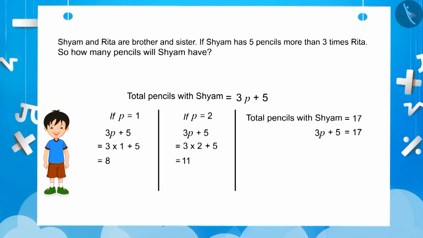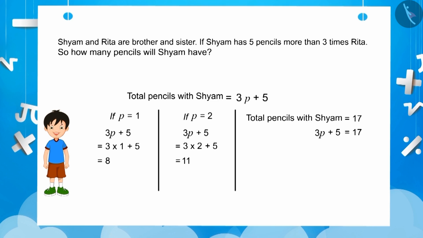The equal to sign here shows that the values on both sides are equal. By observing this equation, we find that the 17 pencils of Shyam depend on the number of pencils with Rita because Shyam will always have 5 pencils more than 3 times Rita's. So we can say that an equation always represents the condition on the variable.